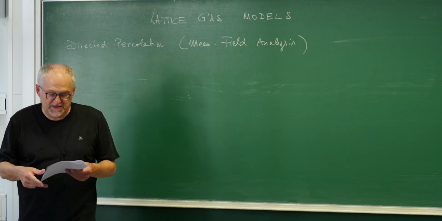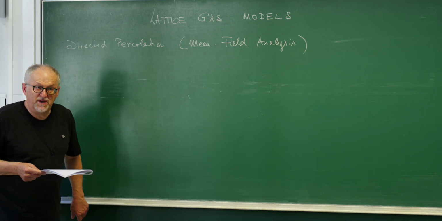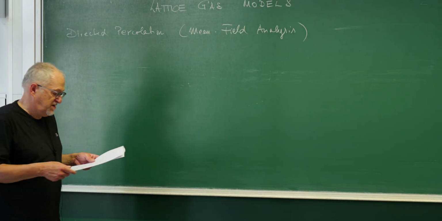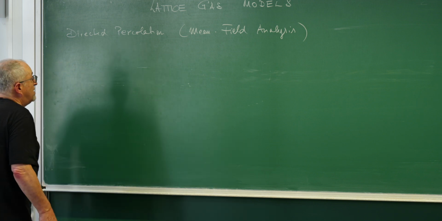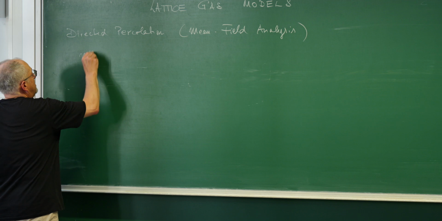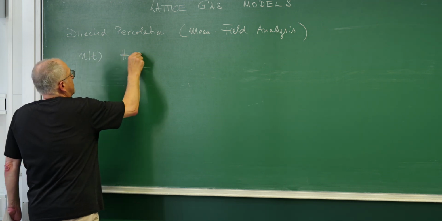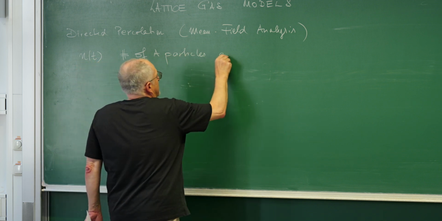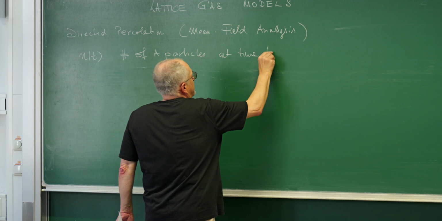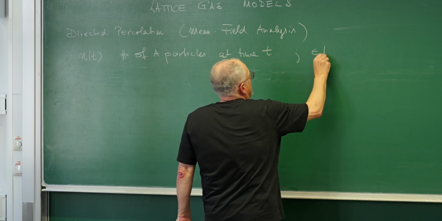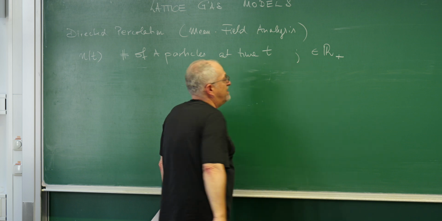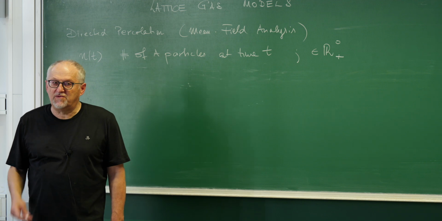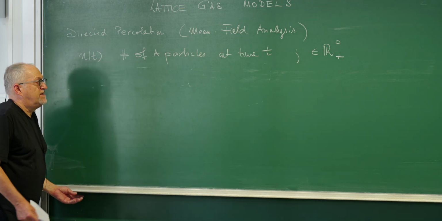And mean field here means I'm neglecting all kinds of fluctuations, and I'm also treating the number of individuals here as a continuous real variable and not as a discrete variable. So let's say n of t is the number of A particles at a given time t, and I'm assuming that this is a real variable, and it includes the plus, and it also includes the 0, and 0 means it has died out. Okay.